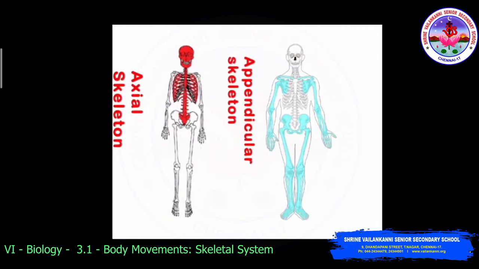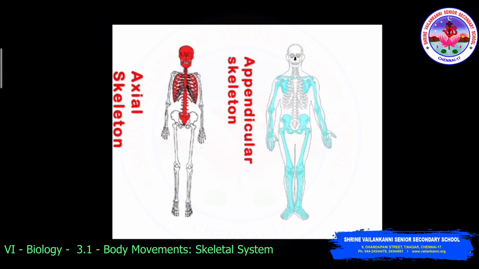In this slide you can see the skeletal system is of 2 types. One is the axial skeleton and the other is the appendicular skeleton. In this picture you can see the axial skeleton, which is marked in red, starting from the skull. The red color denotes the axial skeleton.